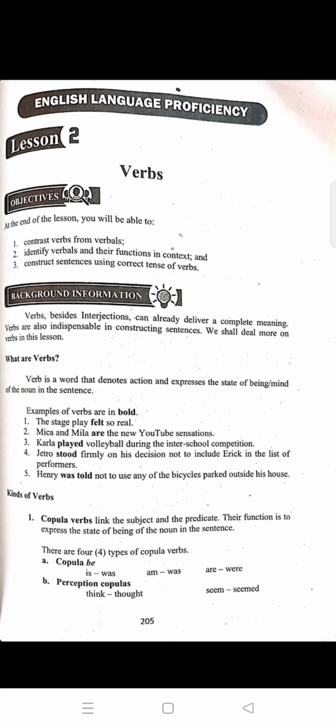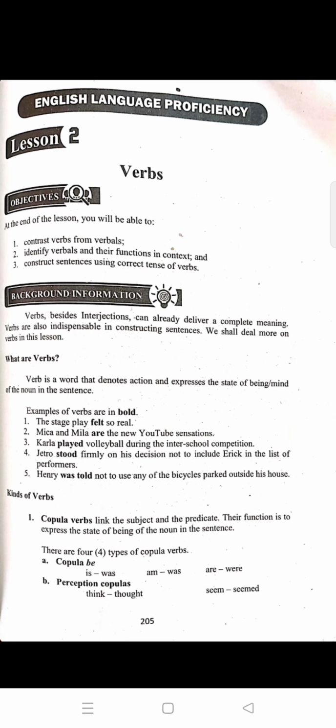Now there are different kinds of verbs. The first one is the copula or copular verbs, wherein their function is to link subject and predicate. So copulas in short are connectors. Their function is to express the state of being of the noun in the sentence. Now there are 4 types of this. Copula be, examples are is, was, are, were.